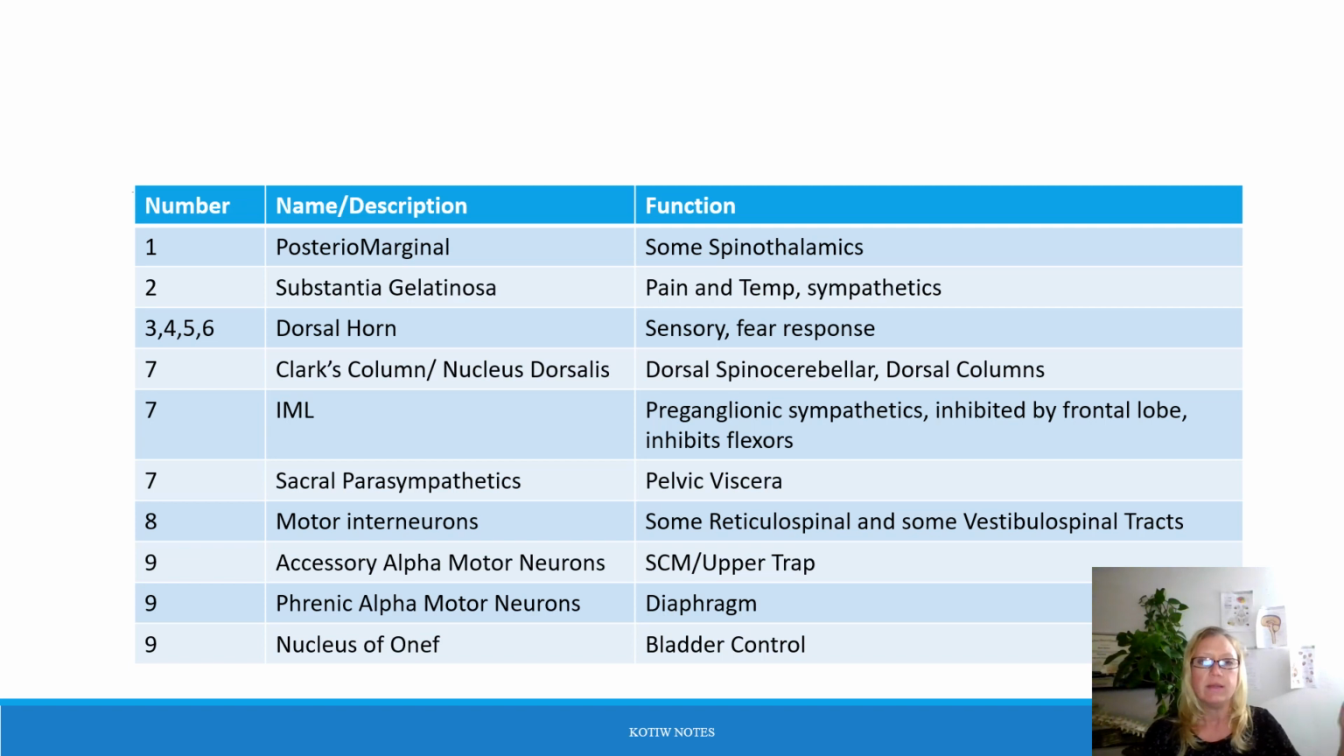7, Clark's column, sometimes called nucleus dorsalis. Okay, so dorsal spinocerebellar and the dorsal columns. So dorsal spinocerebellar, what's it going to do? It's going to help us with balance. Dorsal columns, that's fasciculus cuneatus and gracilis. That's going to be our unconscious proprioception, two-point discrimination. That's going to be vibration sense. So that is from our extremities. Remember, fasciculus gracilis, lower extremity, fasciculus cuneatus, upper extremity. And we have that whole tracts lesson in a different lesson, remember.